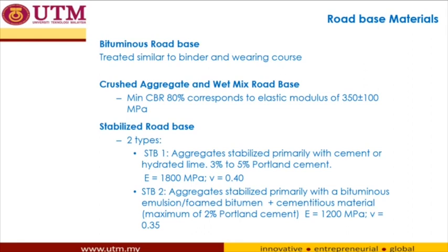Okay, next is the stabilized road base. For stabilized road base, it can be categorized into two types. The first one is STB1, stabilized 1, which refers to the aggregate stabilized with cement or hydrated lime between 3 to 5%. And then STB2, or stabilized 2, which refers to the aggregates stabilized with a bituminous emulsion or foam bitumen together with cementitious material of a maximum of 2% cement.